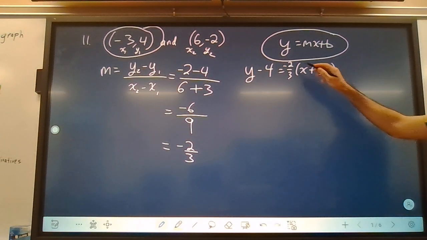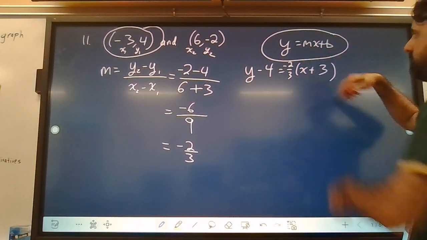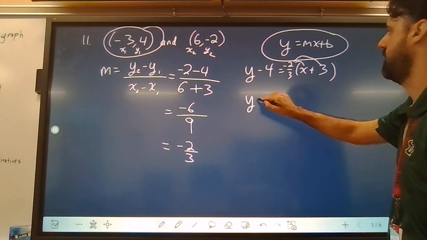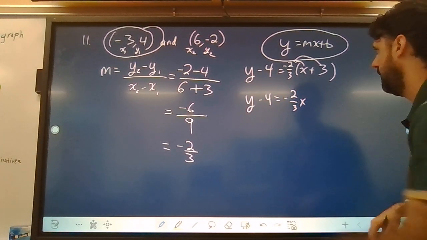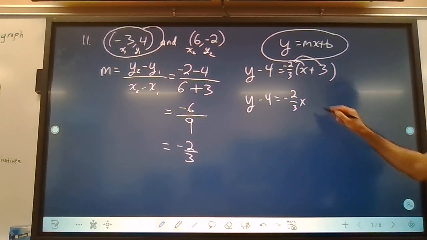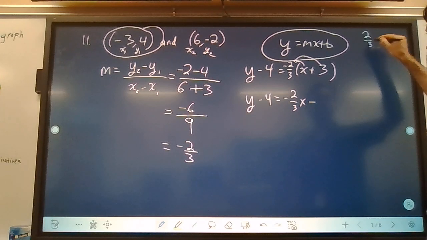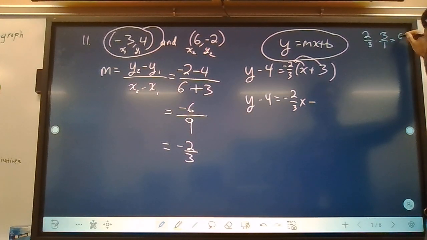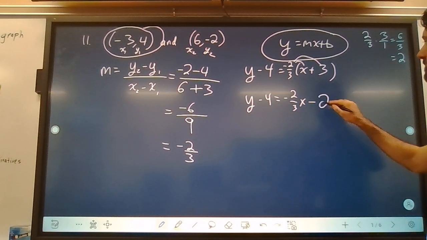Now, all we have to do is distribute and then add over that 4 to get it into slope-intercept form. So if we distribute, we have y minus 4 is equal to -2/3 x. We're going to have a negative times a positive, so that's going to be a negative right there. And then we have 2/3 times 3 over 1. You multiply the top to get 6. You multiply the bottoms to get 3. 6 divided by 3 is 2. And so this number is a -2 right here.